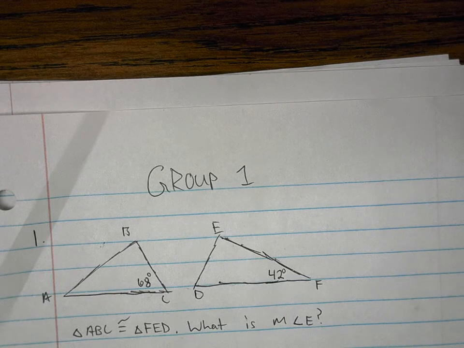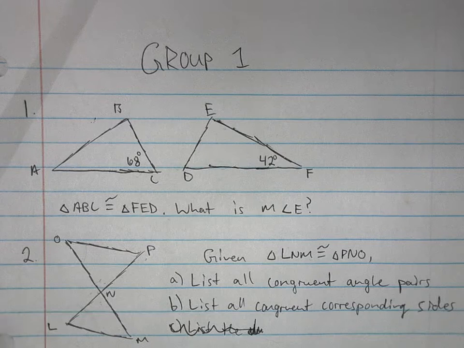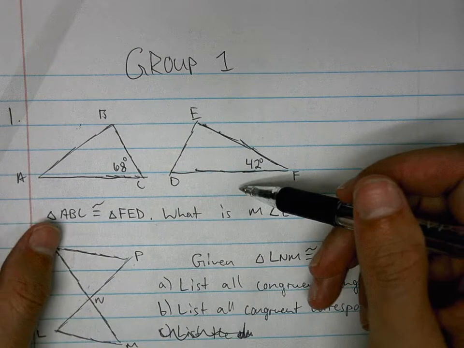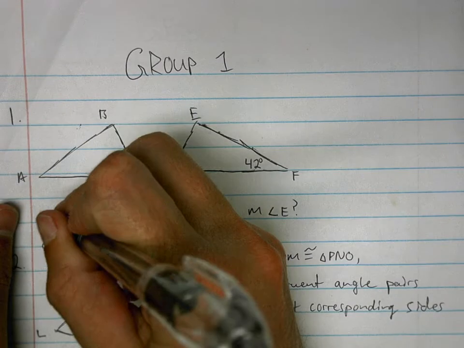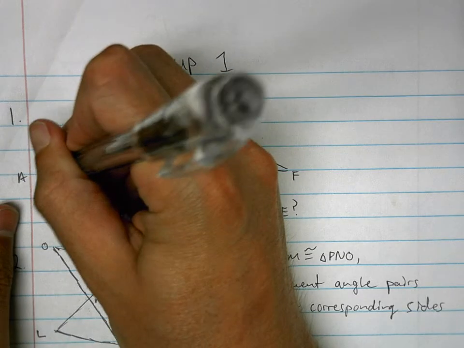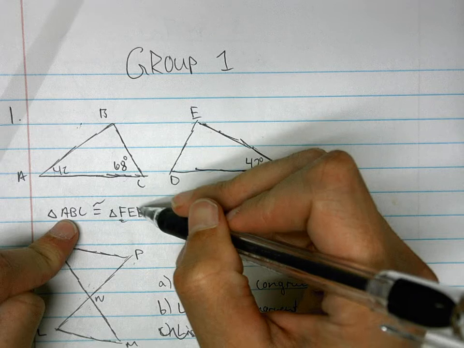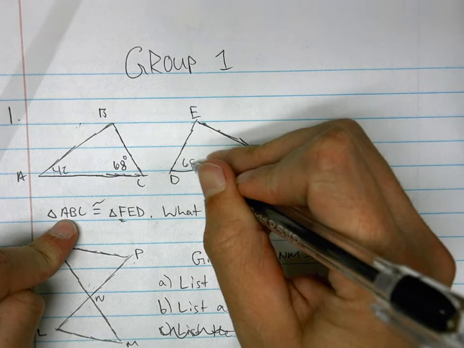Okay, this was Math Around the Room for Unit 2, Group 1. Okay, it says A is congruent to F. So A and F should be the same measure. If F is 42, A is 42. And B and E are the same, and D and C are the same, so that's 68.